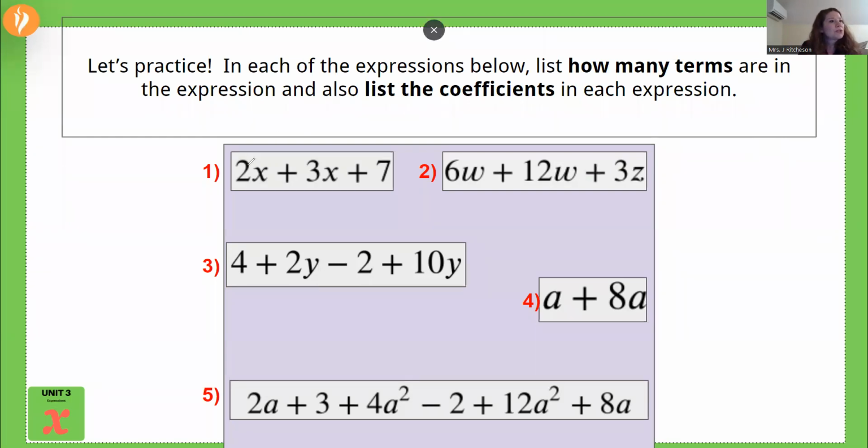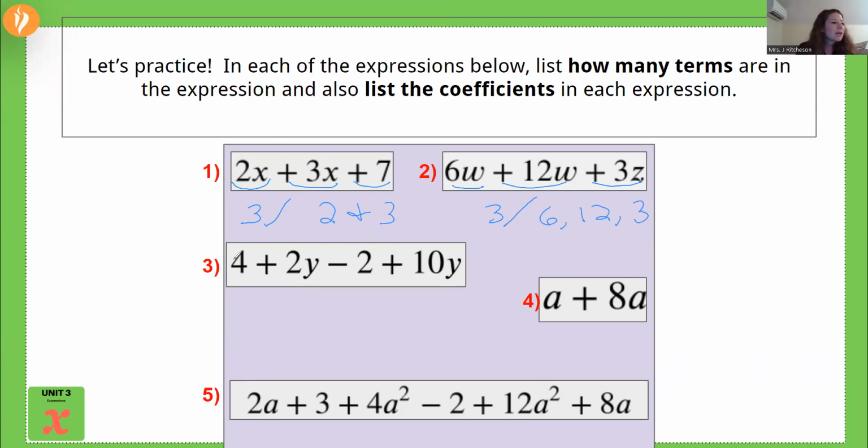I hope so. So how many terms are there? We have 2x, we have +3x, and we have +7. There are 3 terms. What are our coefficients? Our coefficients are 2 and 3. 7 is not a coefficient, it's a constant. The second one asks how many terms are there? We have 1, 2, 3 terms. What are our coefficients? We have 6 that's multiplied by w, 12 that's multiplied by w, and 3 that's multiplied by z.